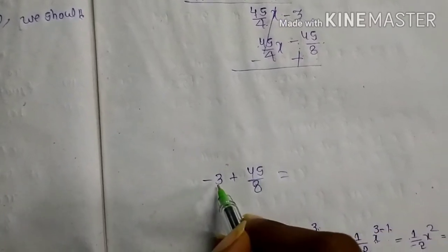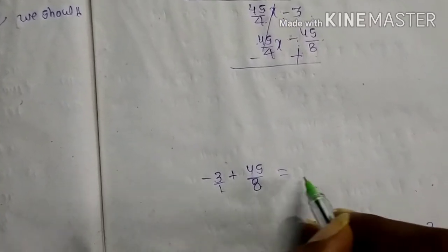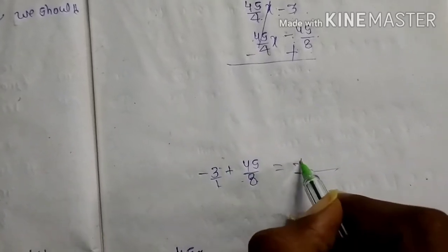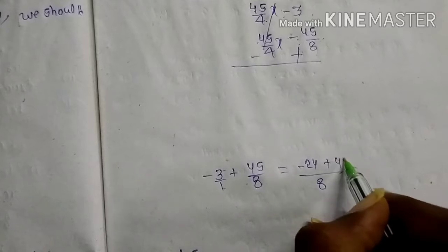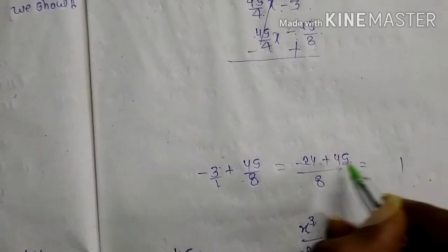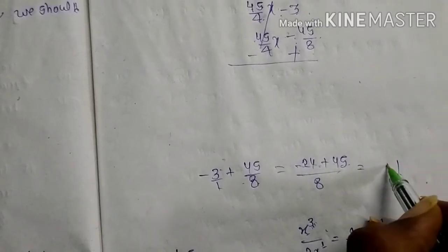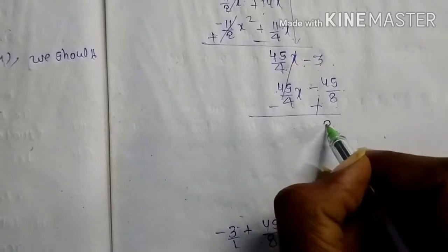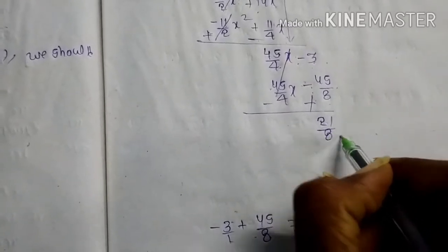Minus 3 means minus 3 by 1. What is the LCM of 3, 1 and 8? 8 only. See here, 8 into 3 is 24. That means you can write minus 24 plus 45. Minus 24 plus 45, that means 5 minus 4 is 1, 4 minus 2 is 2. That means 21 by 8. Your remainder is 21 by 8.